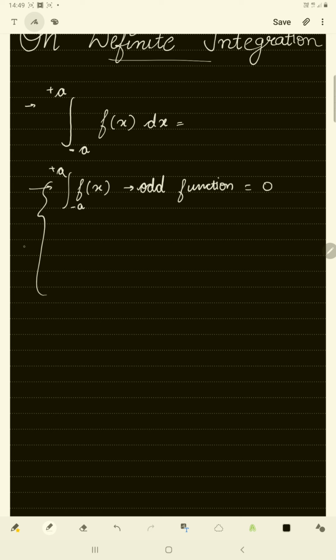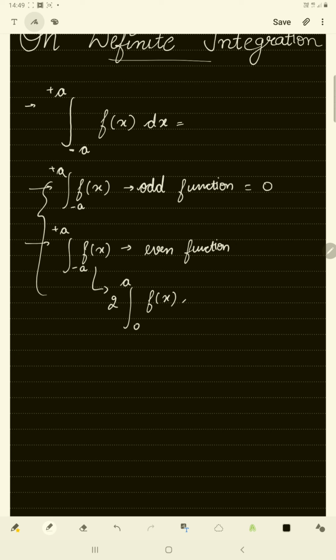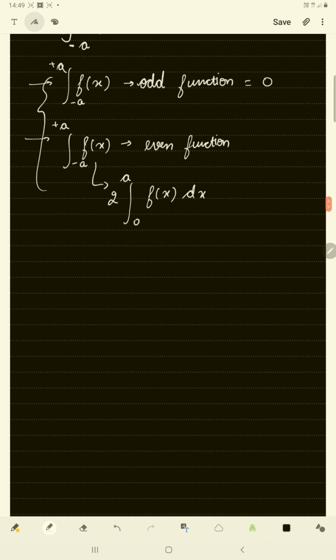This is the first. But what if f(x) is an even function? Then we can just change the limits from minus a to a, and write them from 0 to a, and we get a 2 multiplied over here, and f(x) dx. The rest of the things remain just the same, so we get a 2 and the limits from 0 to a. This is our second.